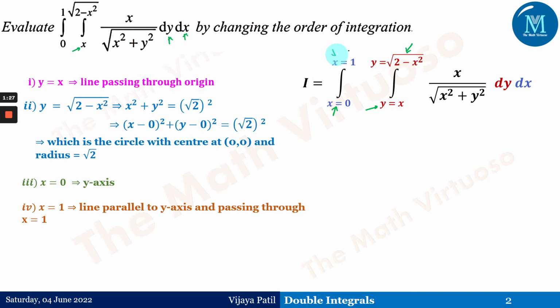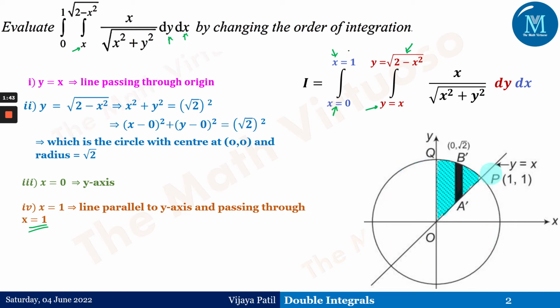Then moving ahead with the fourth curve, that is the upper limit of the outer integral, x equals 1, which is a line parallel to the y-axis passing through x is equal to 1. That means if you just try to plot all these four curves in the graph, we'll have a curve something like this, which is the circle with center at 0 comma 0 and the square root of 2 as the radius. So this is the point at square root of 2. Similarly, we have the other two, y is equal to x, and everything we have plotted over here.